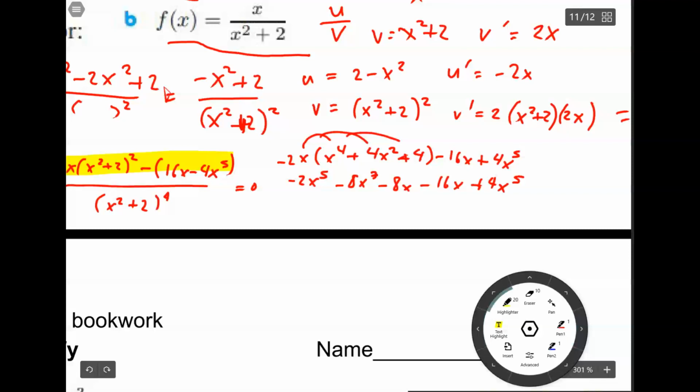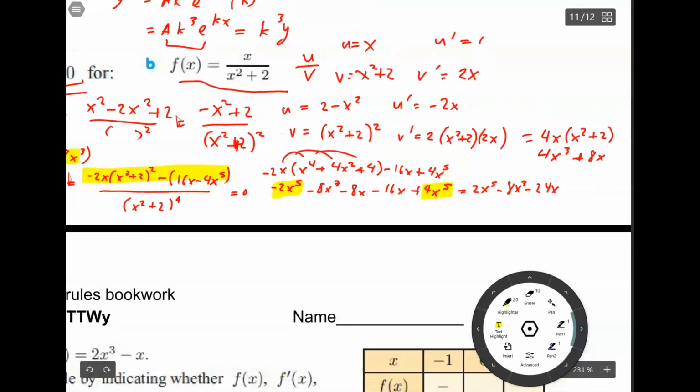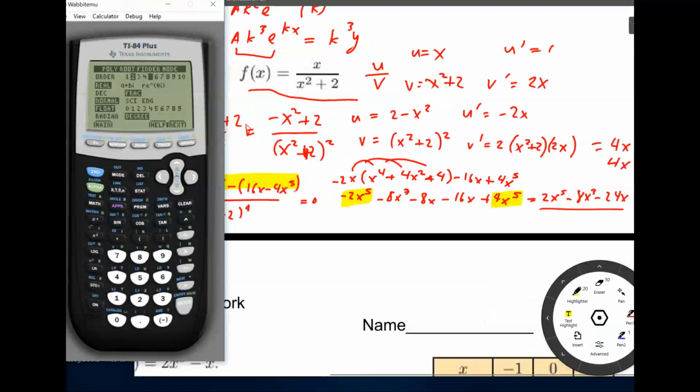Okay, and now I'm going to combine like terms, so I'm going to combine this and this. So 4x to the fifth minus 2x to the fifth is equal to 2x to the fifth. Minus 8x cubed. Minus 24x. Okay. Interesting. Okay, so basically I have this fifth order polynomial on top. And when I find out when that's equal to 0, then I kind of have my answer, right?